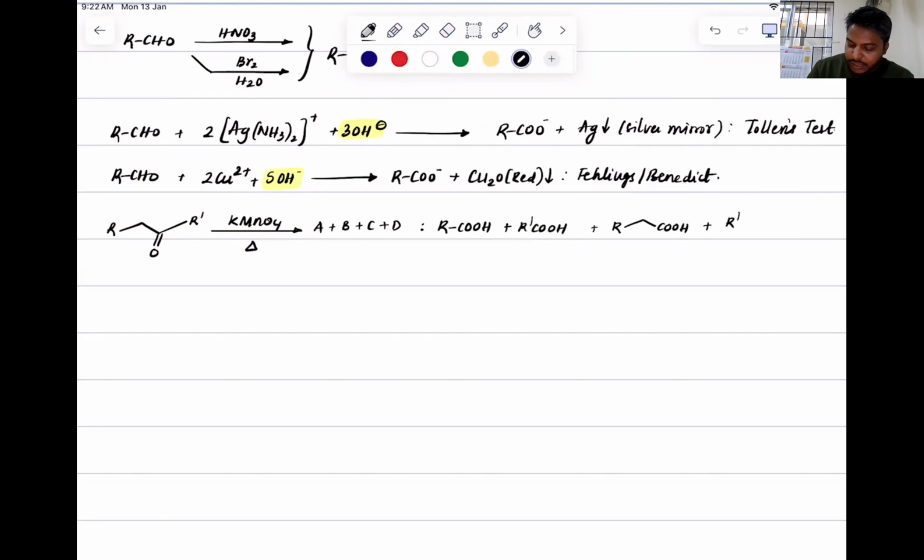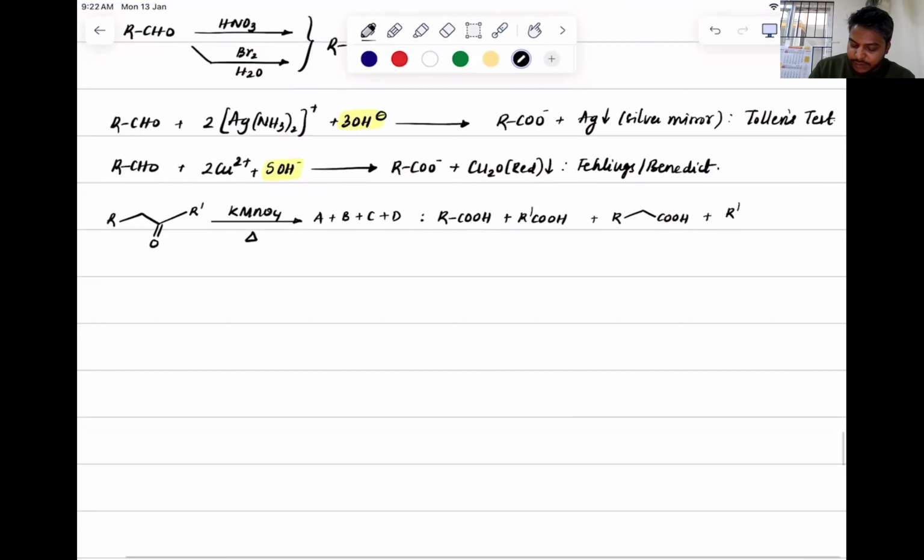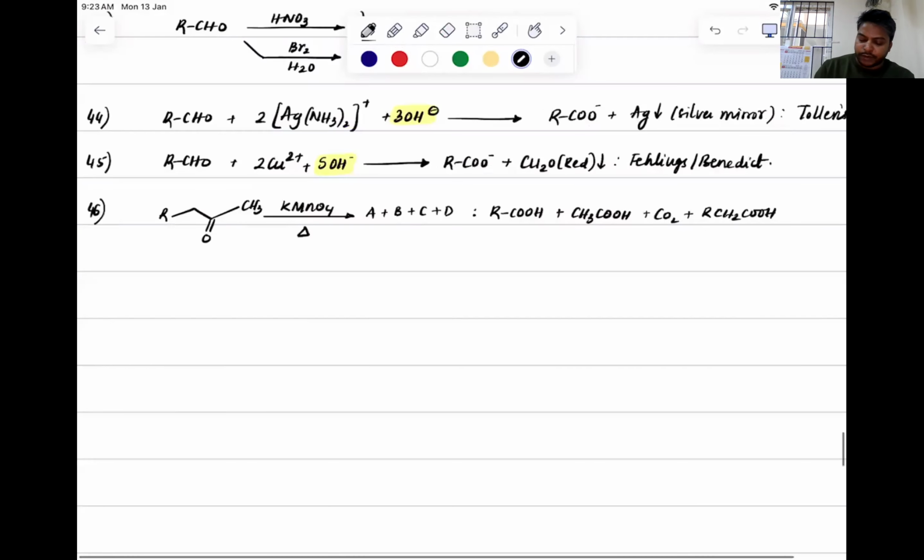We'll get RCOOH, CH3COOH, R'COOH and then RCOOH. Well, I'll change that here. That R' is supposed to be CH3. That's why the confusion. So this is CH3COOH, and then we have RCO2H plus RCH2COOH. These are the four products formed.